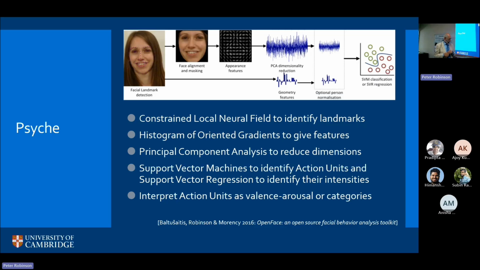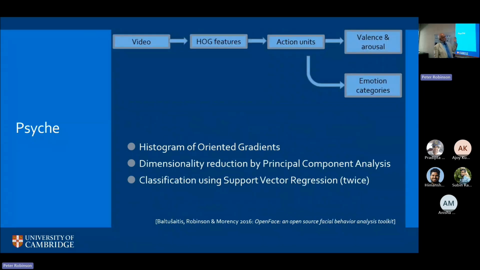These muscles give us information about both the categories and also a continuous measure of one's valence, going from something that's upsetting, sad, to something that's happy, and arousal from passive to active. And it's a complicated system, there are a lot of phases to it. We start with the video, we use this histogram of oriented gradients, and then from that we work out the muscle actions, and from the muscle actions we can work out both the continuous measures and the discrete measures.